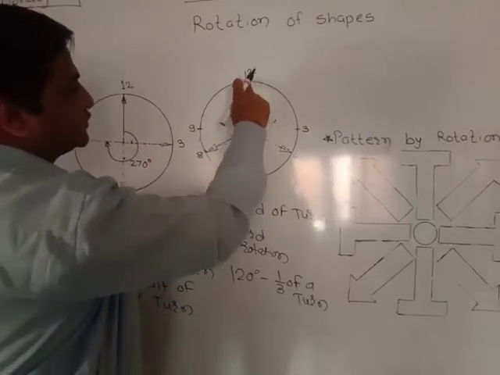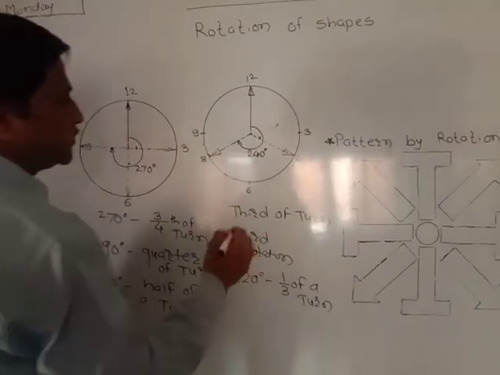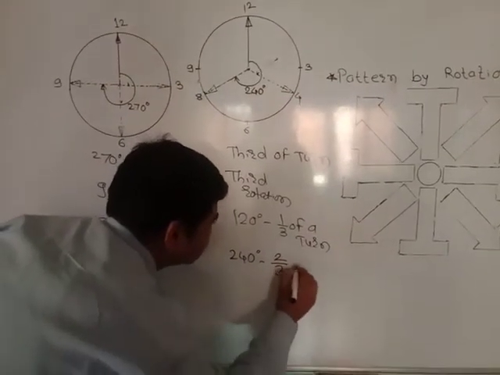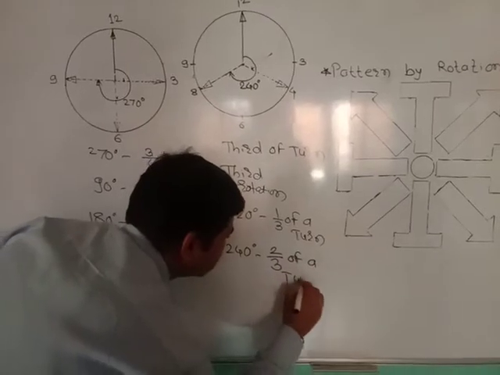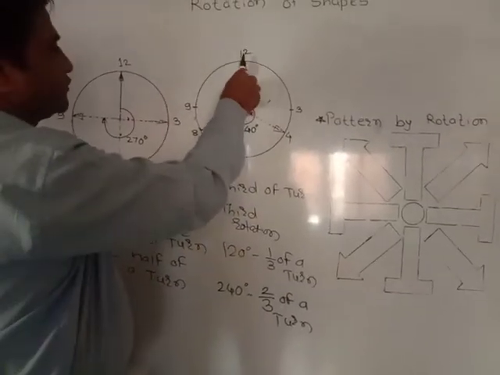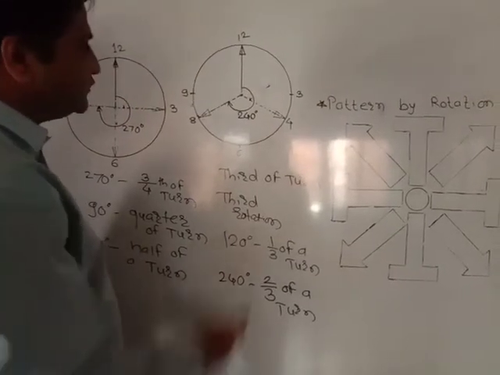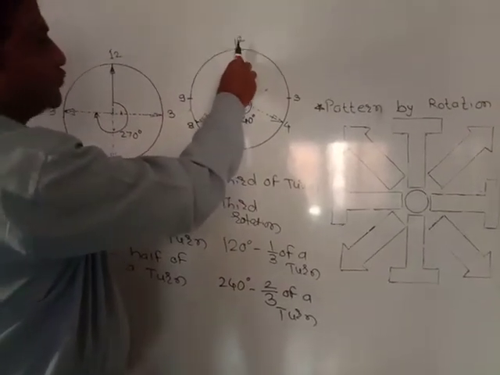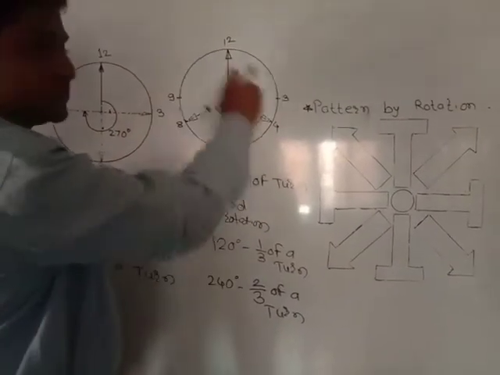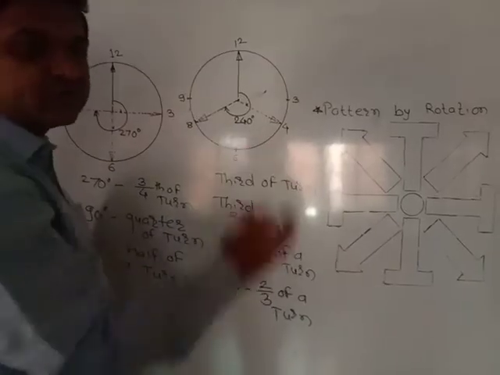This covers two parts out of three parts of a circle, so it is known as a two-third rotation. So a 240-degree rotation is two-third of a turn, or a two-third rotation. If the hand of a clock moves from 12 to 8 the other way, this will be one-third of a turn in the anti-clockwise direction. And if the hand of a clock moves from 12 to 4 to 8 and back to 12, this will complete a 360-degree rotation, and it is known as one complete turn.